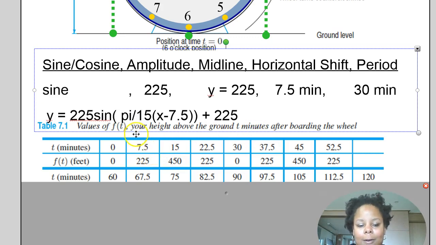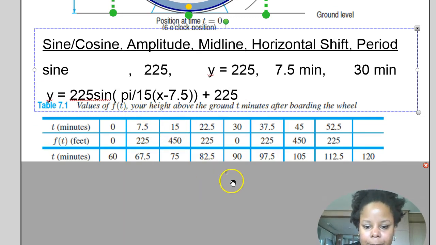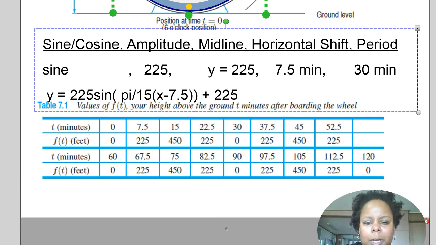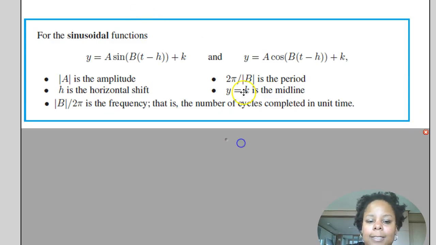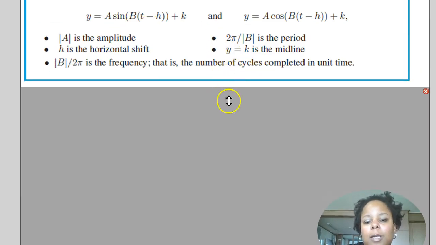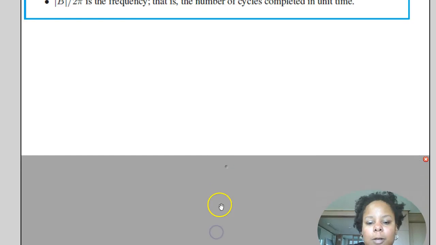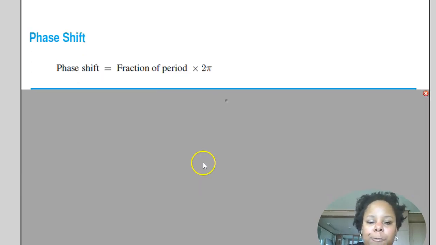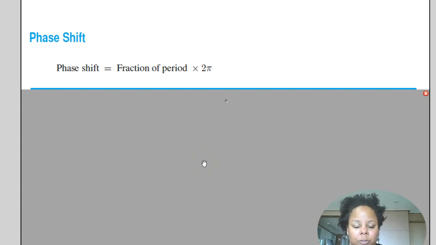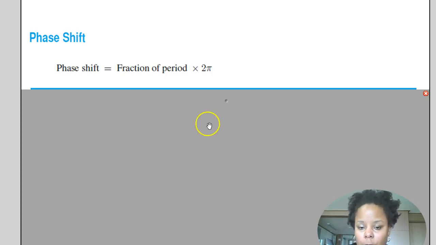Okay? All right. The last thing, I'm not going to go too much in depth. This is just a summary of what we've already talked about. The next thing is talking about this concept called phase shift. We don't use it as much in math, but they do use it in an applied sense. It's related to the horizontal shift. And the phase shift represents the fraction of the period that is shifted over.